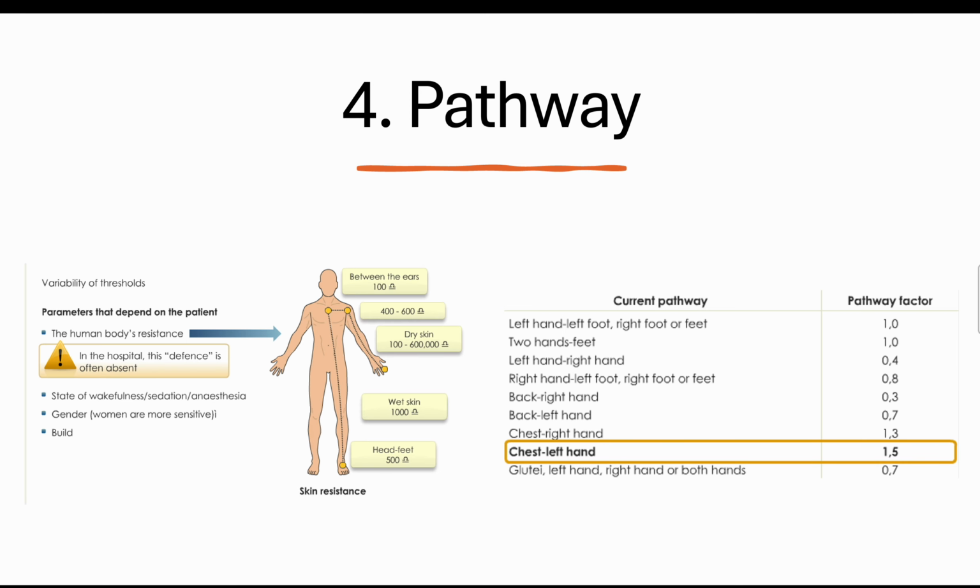Next is pathway. With pathway, there's different ways electrical current can travel through the body. As you can see from this picture, different pathways have different resistance. And with dry skin being the highest resistance, and wet skin being the lowest resistance of all of them, which can create the most physiological effect on the body. Because the lower the resistance, the higher the current.